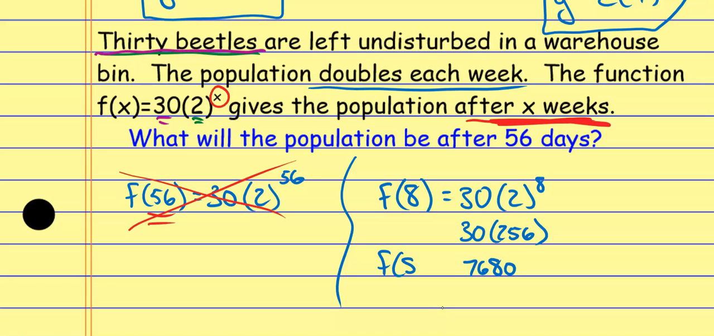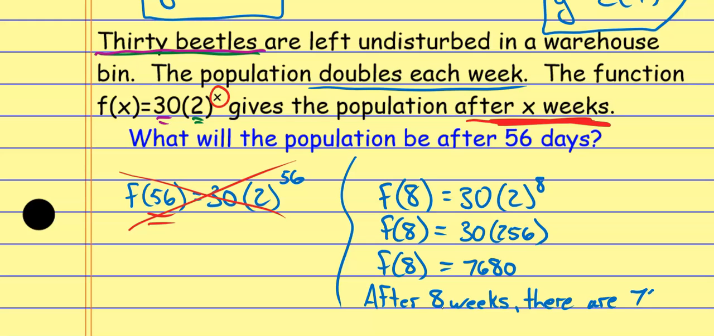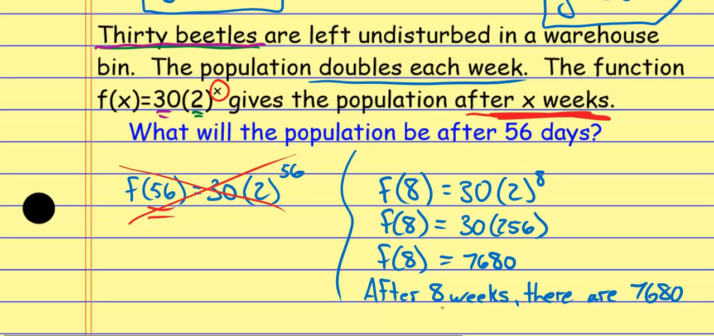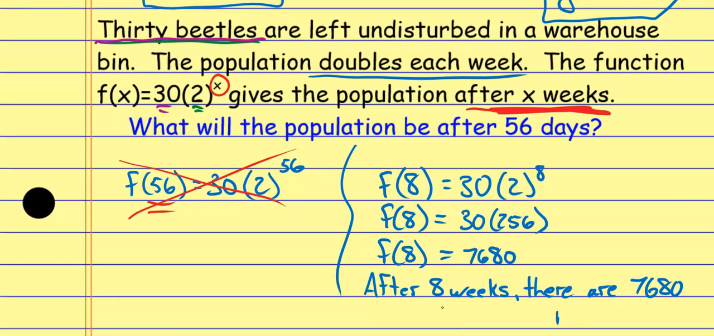And again, what's nice about function notation is we see the input-output here. And so input-output, the input is an 8 and the output is a 7,680. So after 8 weeks, it translates into a sentence. After 8 weeks, there are 7,680 beetles.